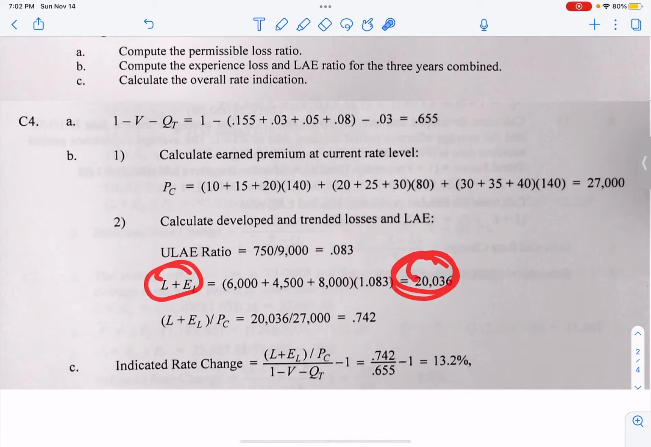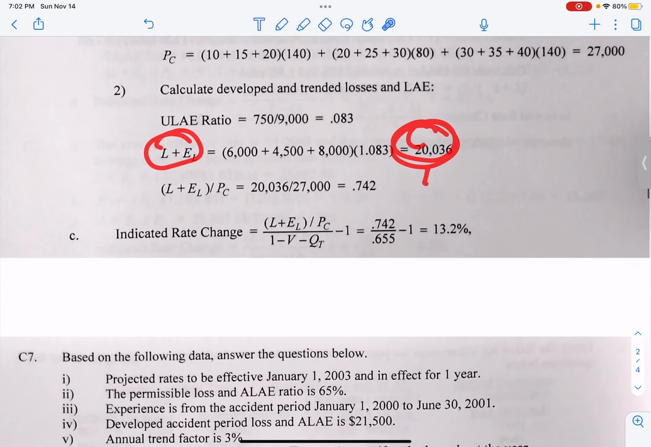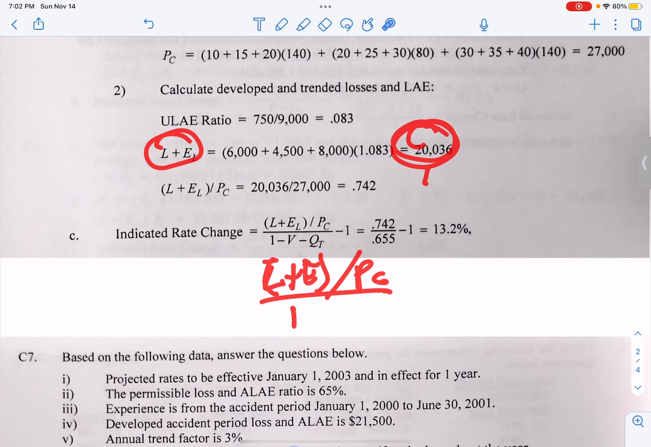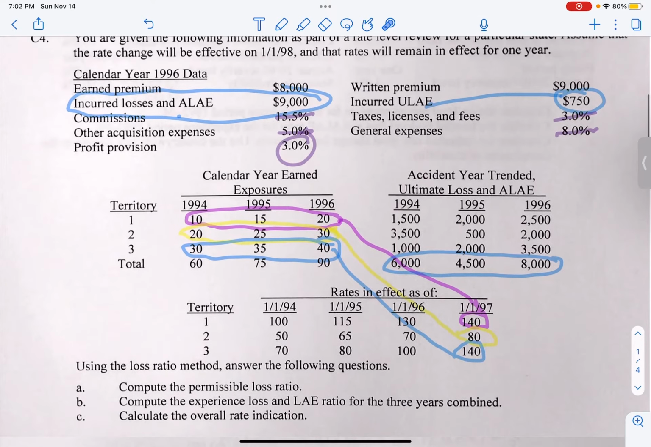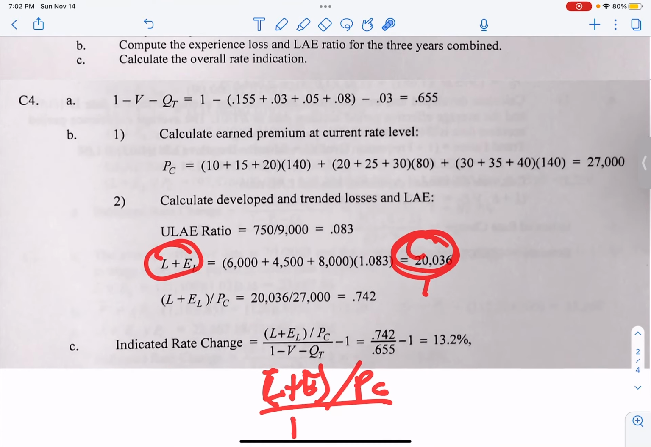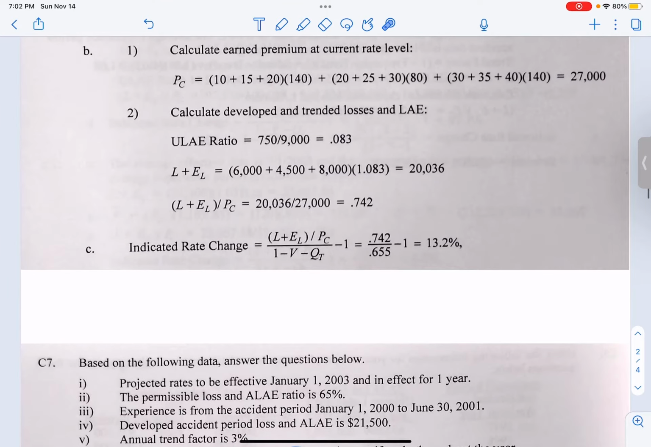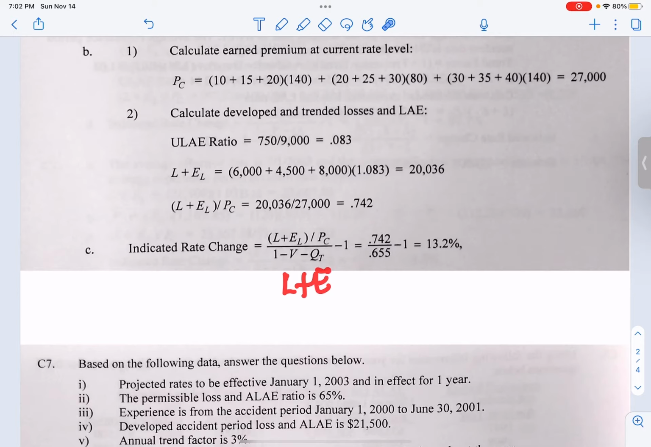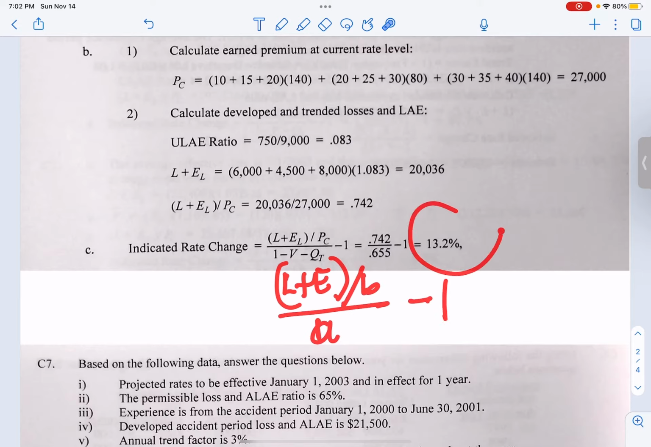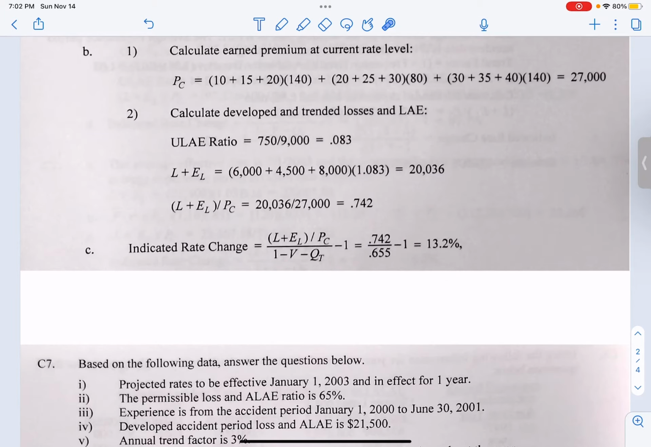So with the loss trended to the current level, we can just divide the losses trended to the current level by the current premium, all over the permissible loss ratio, which is given. The permissible loss ratio, which we have computed in part A. And then all by part B all over part A minus 1 to get the ratio to be 13.2%.